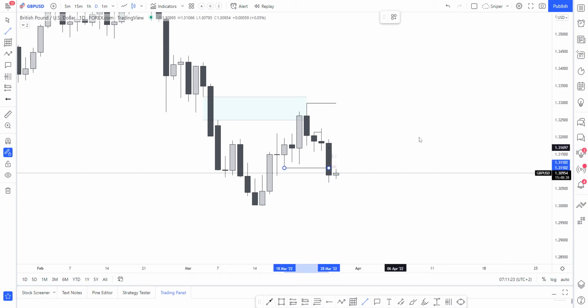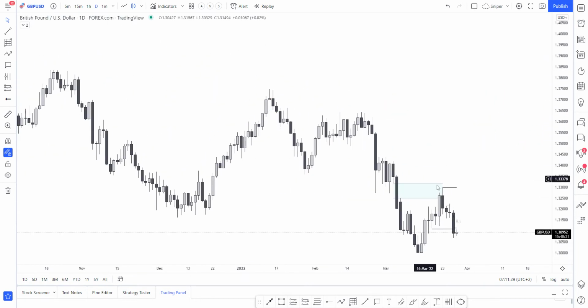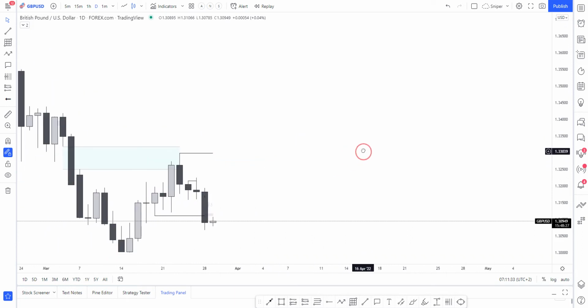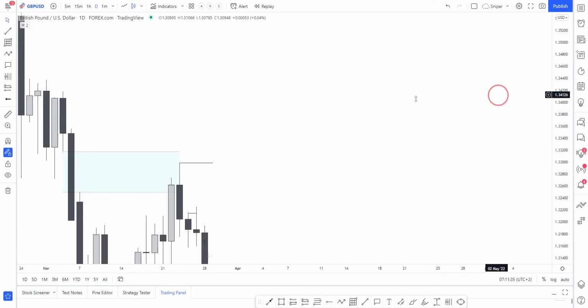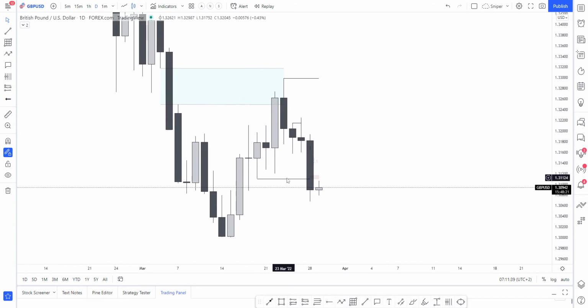Ultimately, this push towards the downside broke multiple structures to the left, and this is significant because it's in the direction of the higher time frame. We can see the weekly is bearish, the overall daily narrative is bearish as well, moving towards the downside. So this move towards the downside was pro-trend and in the direction of what the higher time frame is suggesting.